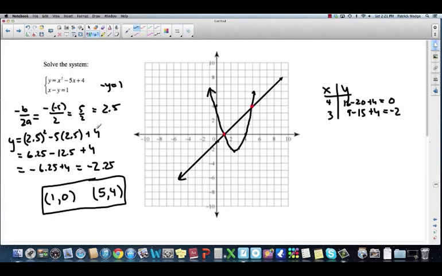Try plugging 1, 0 in the bottom one, it'll work. 5, 4 in the top one works. 5, 4 in the bottom, it'll work in all of them.